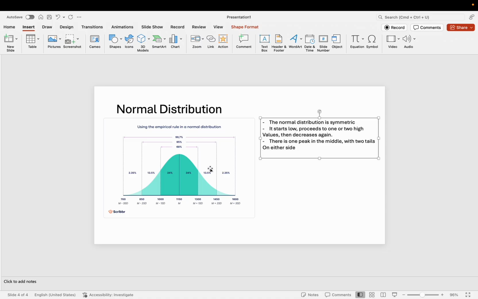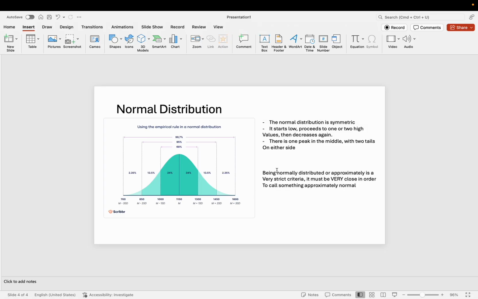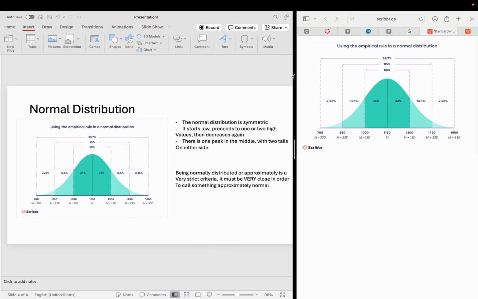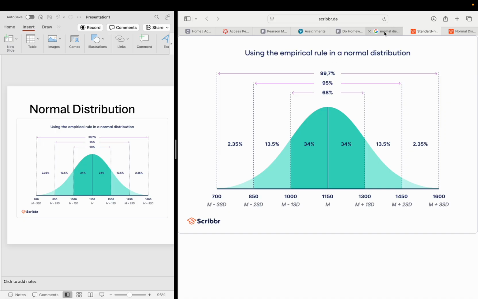Now, when we talk about things being normally distributed, or approximately normal, is a very strict criteria. It must be very close in order to call something approximately normal. All right, so we're just going to say that early on, that you need to be almost exactly normal to be normally distributed. And let's get back to the notes and see what we find.